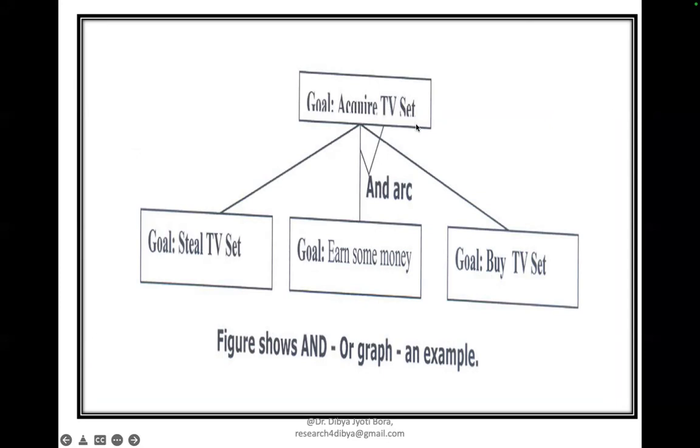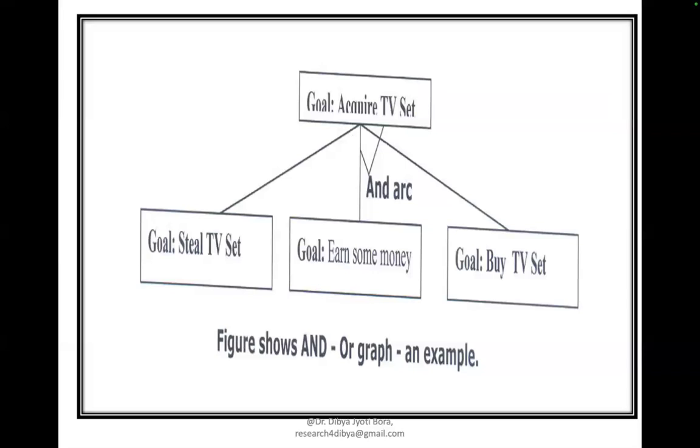There are two things. Either you go to a shop and steal the TV set. You have stolen one TV. That is although not okay ethically, but you will get the TV in one part, right? You can say instantly you'll get a TV. You don't need to go explore other things.